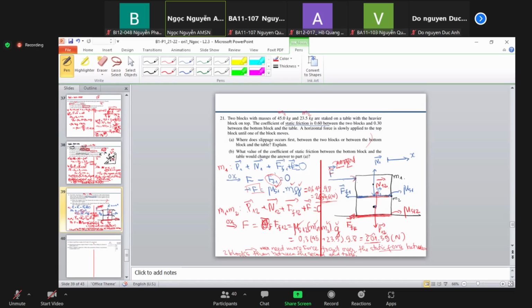And then when the force you apply is 270 newtons, larger than this as well, both objects will move, and object 1 will move relative to object 2 as well. You understand it?